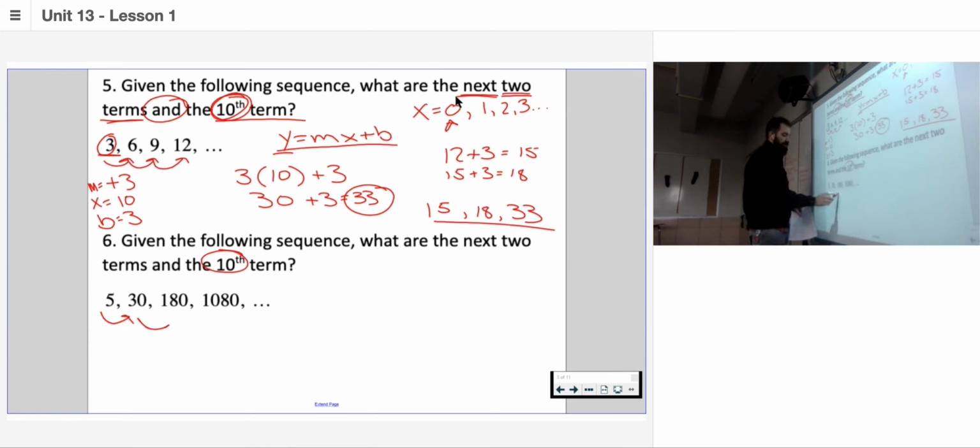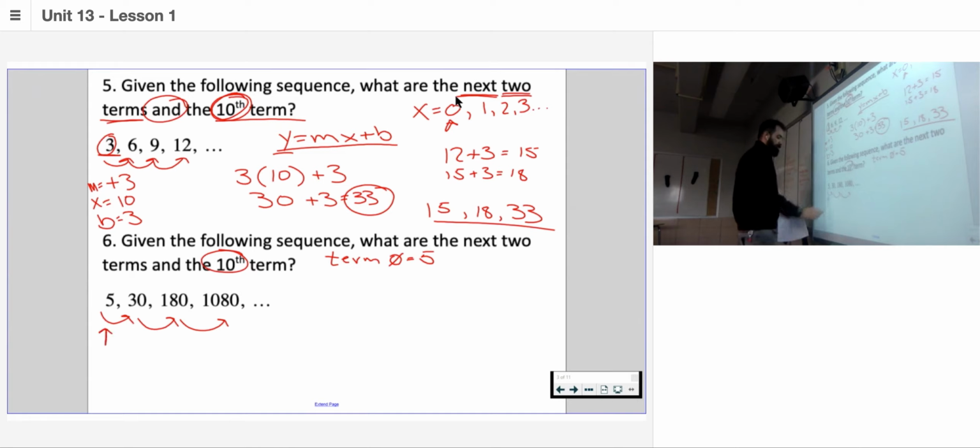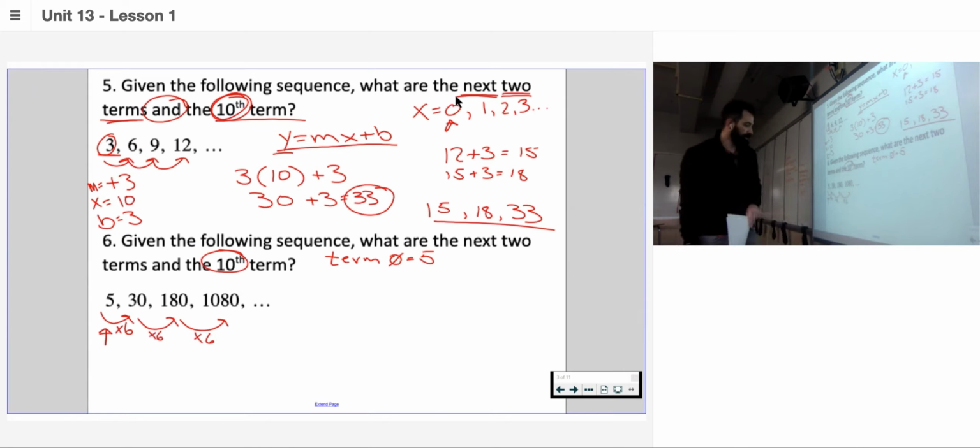We're just going to decide is it arithmetic or geometric. Well, we're getting big, big, big real quick. First, let's identify term 0, which is 5. Our first term here, which we say is term 0, not term 1. We're getting big really fast, so that means we're going to look at multiplication probably. 5 times what is 30? 5 times 6. 30 times 6 is 180, and 180 times 6 is 1080.